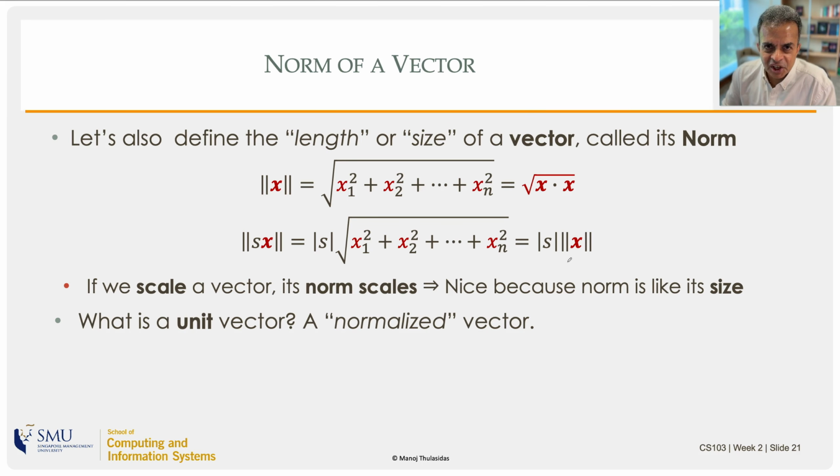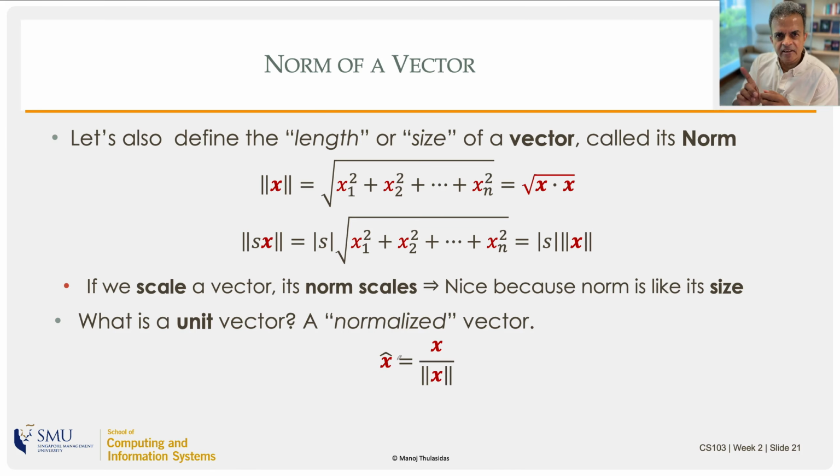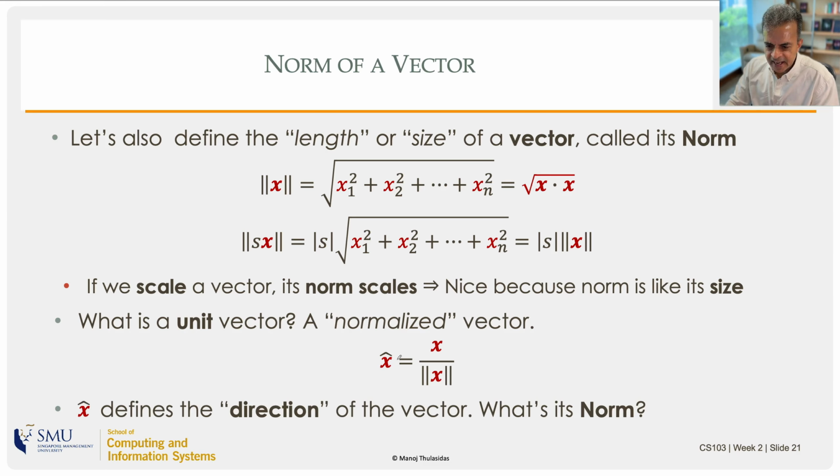Then there's this idea of a unit vector, which is a normalized version of the vector. You take the vector, divide it by its norm, then you get a unit vector because after that, you take the norm of this guy, that is going to be just 1. And you will use the hat notation. So x hat is x divided by the norm of x. And you can think of x hat as though it's defining a direction or a line in the coordinate space. So x hat defines a direction. What's its norm? It has to be 1 because it's a unit vector. You just took out the norm right there.